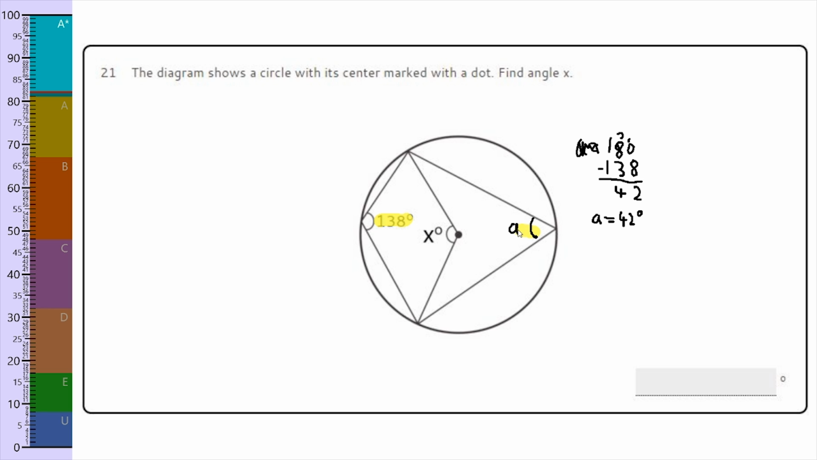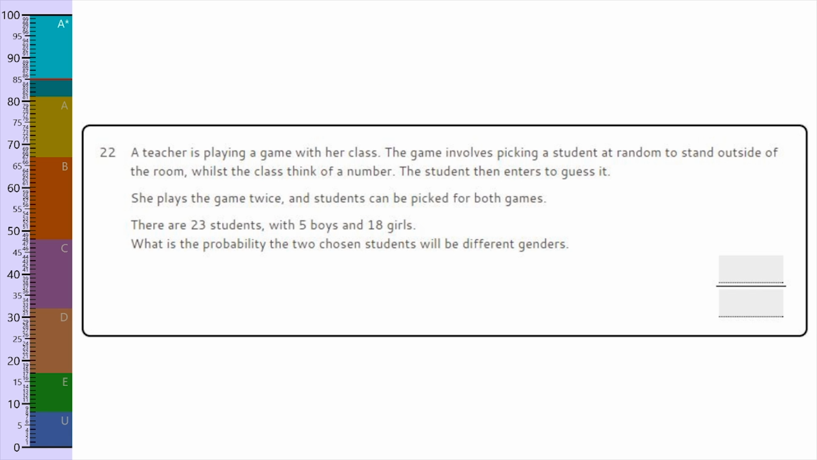And the second circle theorem is the angle at centre is twice the angle at the circumference. So to work out what this one is, x equals 42 times 2. Double 40 is 80, double 2 is 4, so it's going to be 84. The answer. Let's move on. So question 2, pause the video now and have a go.